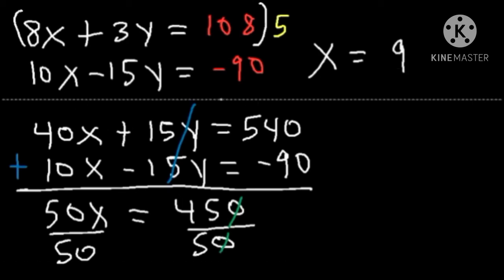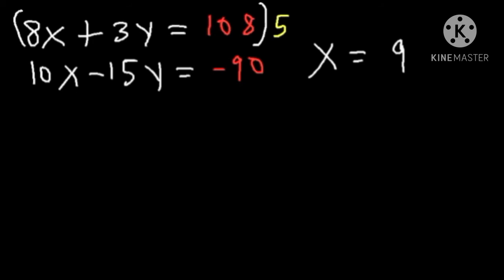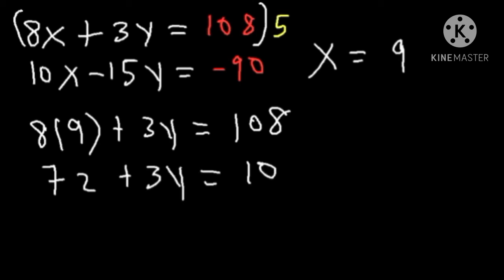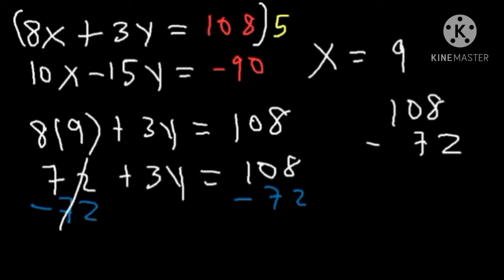Now that we know the value of x, we can find y. So let's use the first equation that we have. Let's replace x with 9 and solve for y. So 8 times 9 is 72. And what is 108 minus 72? Let's subtract it by hand. 8 minus 2 is 6, and 10 minus 7 is 3. So you get 36. So 3y is equal to 36.